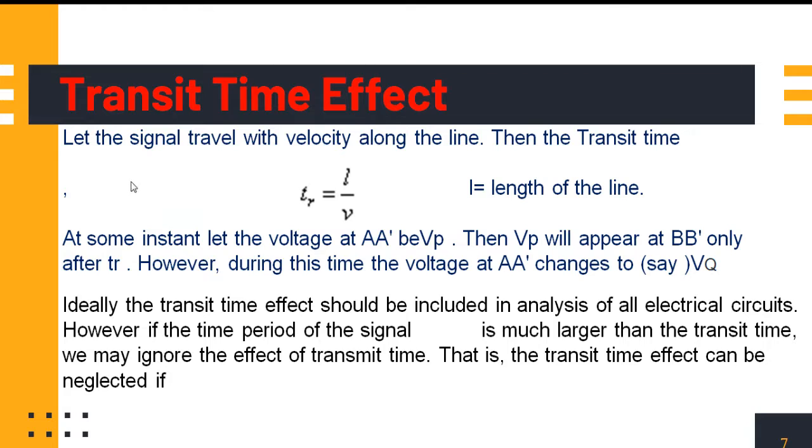Now we will continue the transit time effect. Let the signal travel with velocity v along the line. Then the transit time Tr is equal to L divided by v, where L is nothing but the length of the line. At some instant, let the voltage at A dash be VP. Then the VP will appear at B dash only after the transit time. However, during this time, the voltage at A dash changes to VQ.